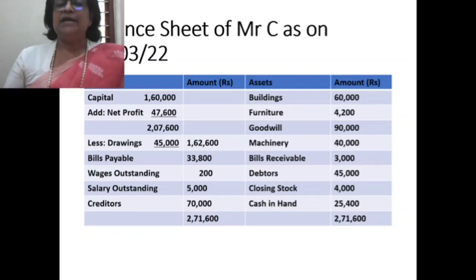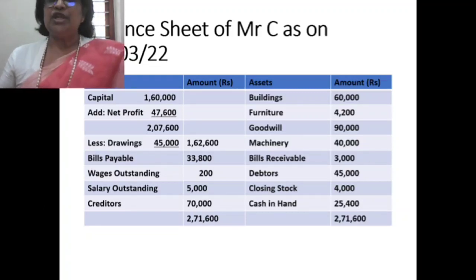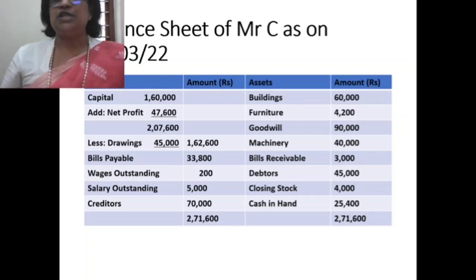The asset side, building 60,000. Furniture 4,200. Goodwill 90,000. Machinery 40,000. Bills receivable 3,000. Debtors 45,000. Closing stock 4,000. Cash in hand 25,400. So total of the balance sheet 2,71,600. Always I'll tell you, you have to check whether the balance sheet is tallying. If it's tallying, then it's sure that your calculation is correct. If it's not tallying, go back and check the entries once again.